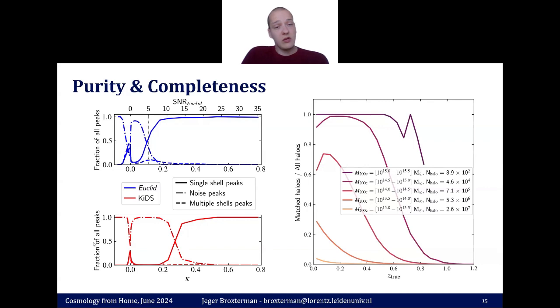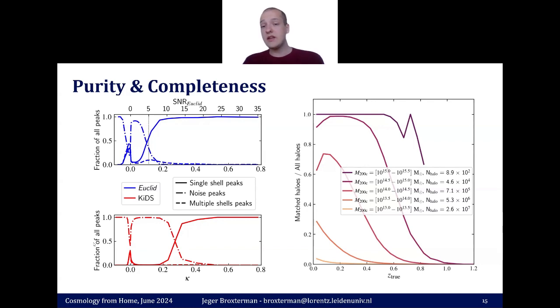So what I then do is I select all the peaks with a signal to noise larger than 5, and then I select the halos to which they have been matched. And then on the right hand side, for all of the halos in the simulation, I check which of them have been matched to a peak and then binned in halo mass.